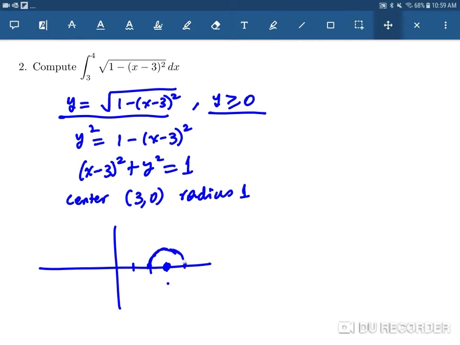So this is then my graph, 1 minus (x minus 3) squared. So this is the graph.